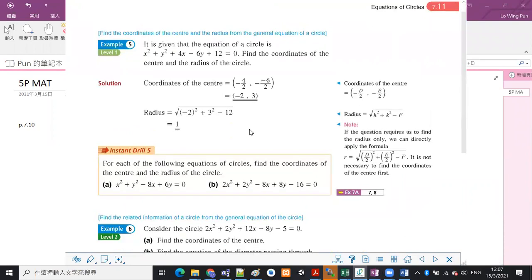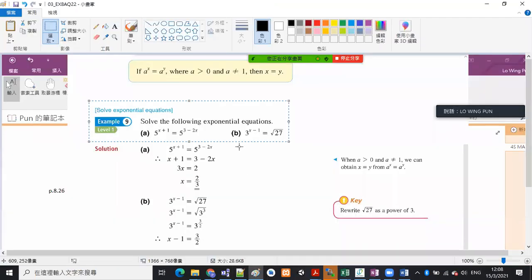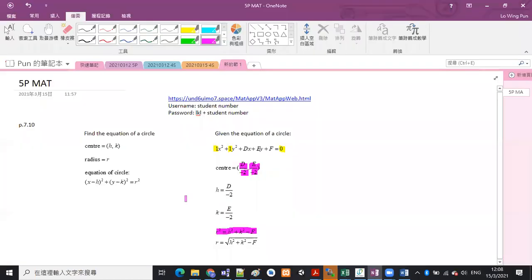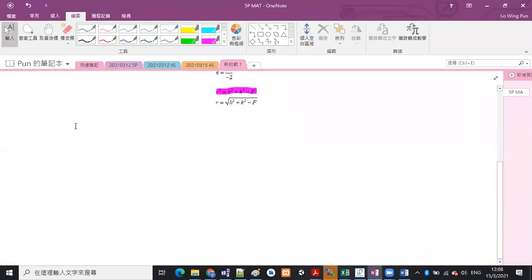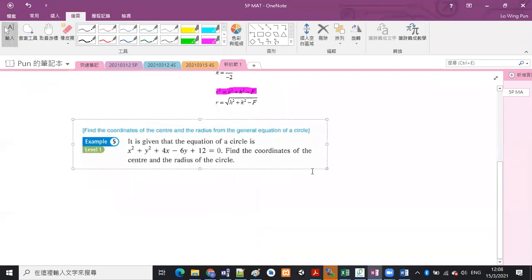When we know the D value, E value and F value, we can calculate the center, the H value and K value, and the R value. So let's go to example 5. It is given that the equation of a circle is x squared plus y squared plus 4x minus 6y plus 12 is equal to 0. Find the coordinates of the center and the radius of the circle.